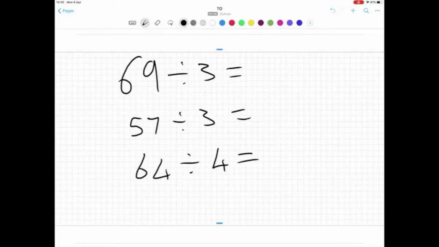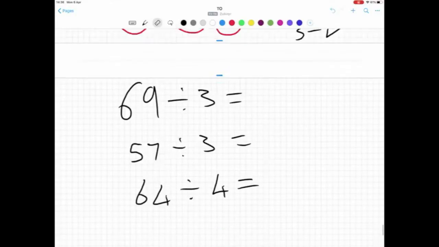Remember, step number 1, partition. Step number 2, divide them separately. And if you're struggling to divide, use your times tables. You might want to draw the circles and dots, or use the link between the 10 times table, and then finally we add them up.